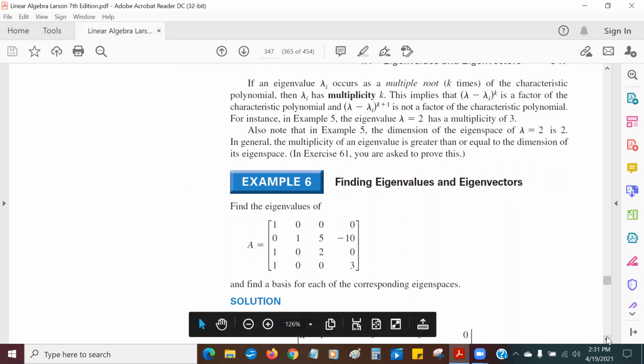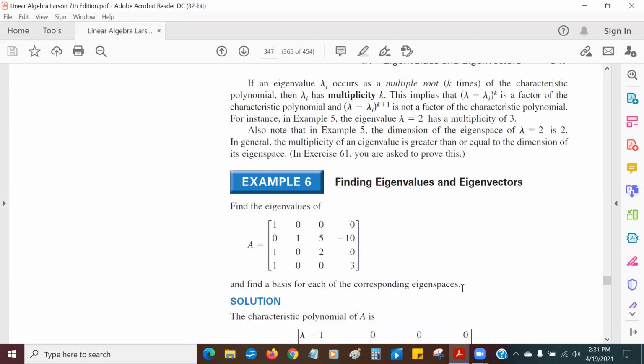So let's find the eigenvalues of this matrix. Here's our matrix right here. We want to find the eigenvalues, and we want to find a basis for each of the corresponding eigenspaces. It means each eigenvalue is going to have eigenvectors, which form an eigenspace, and we want to find the basis for each eigenspace. Sometimes it only has one eigenvector, so it's one-dimensional, which is not that hard. But anyway, let's just do it.